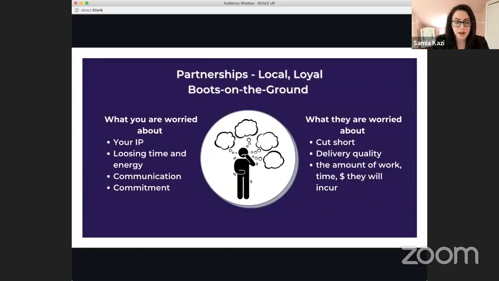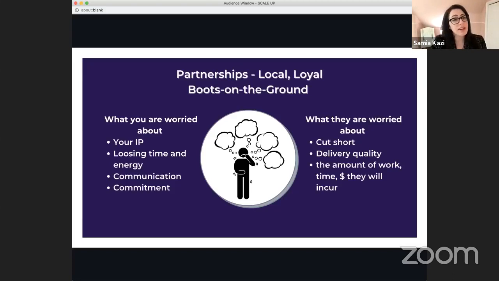And when you're thinking about partnerships, we know that as the course creator, as the founder or the owner of the e-learning courses, you're worried about your intellectual property. You're worried how much time you may lose if you invest in this potential partnership and then it doesn't pan out. You're worried that you may start off having good communication and then it ends up not being such great communication later on. And then you're worried how much commitment your local partner may or may not actually put into this project that you're doing together.